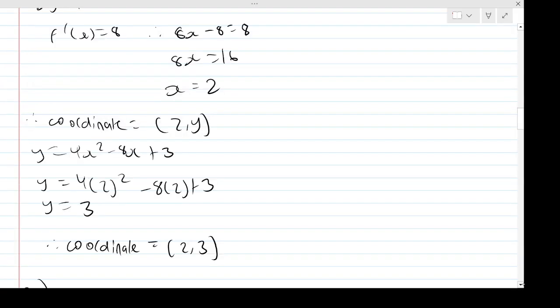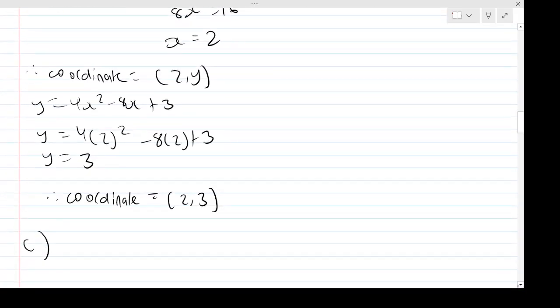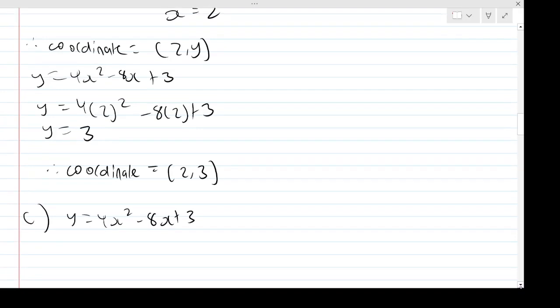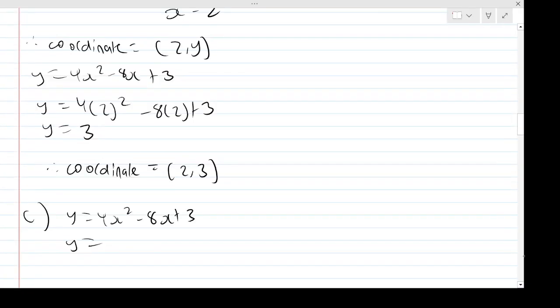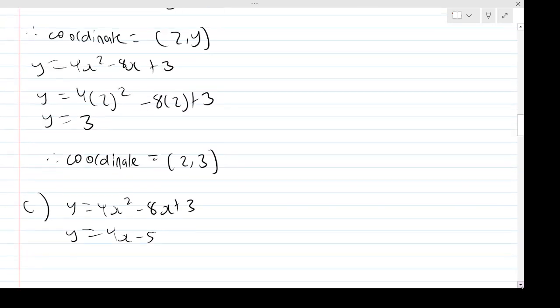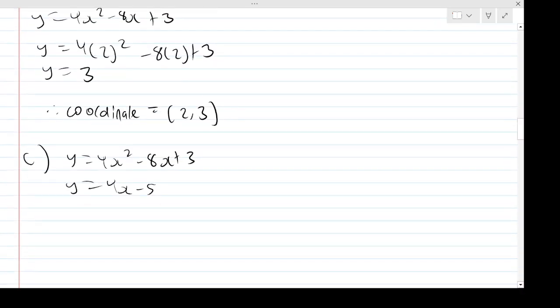So that means y, firstly, is this 4x squared minus 8x plus 3. That's my function. We're also told that it meets the line y is 4x minus 5. This is simultaneous equations. I can substitute one equation into the other. So therefore 4x minus 5 in place of y would equal 4x squared minus 8x plus 3.